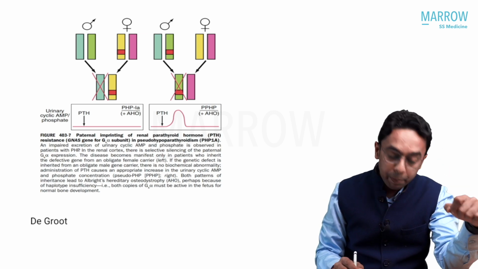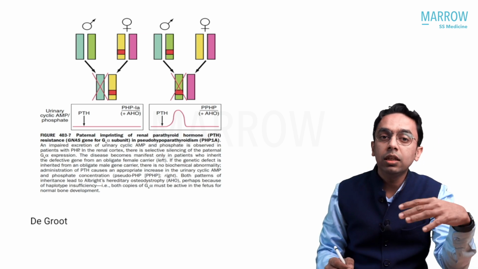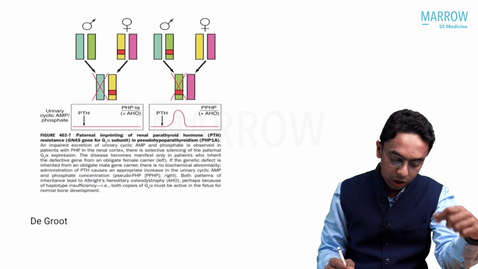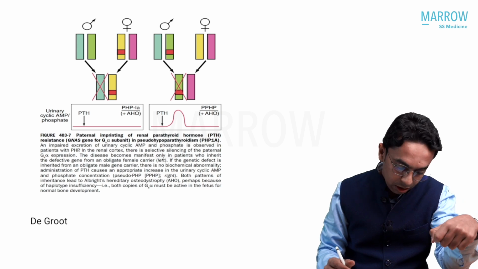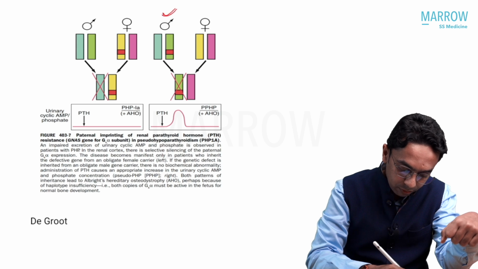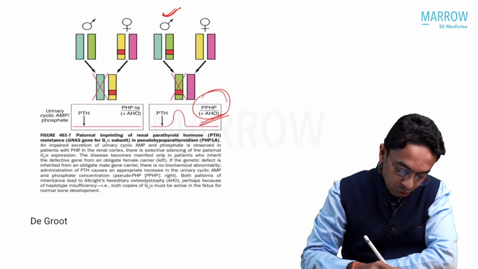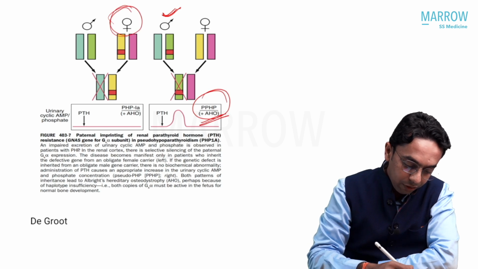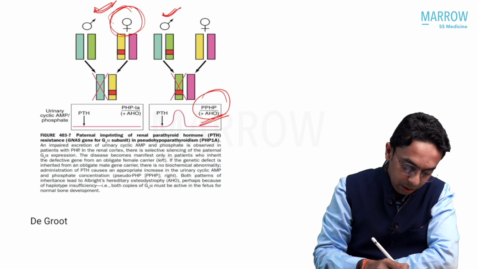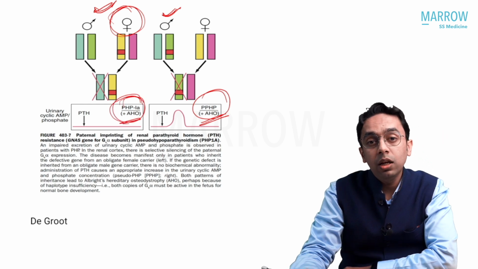Okay, so this I have taken from Harrison. This is about paternal imprinting. This is important: depending on which parent the gene is coming from, the phenotype would change. If the defective gene is from the male, then the patient will develop pseudo-pseudohypopara. But if the defective gene is from the female, then the patient will develop pseudohypopara type 1A.